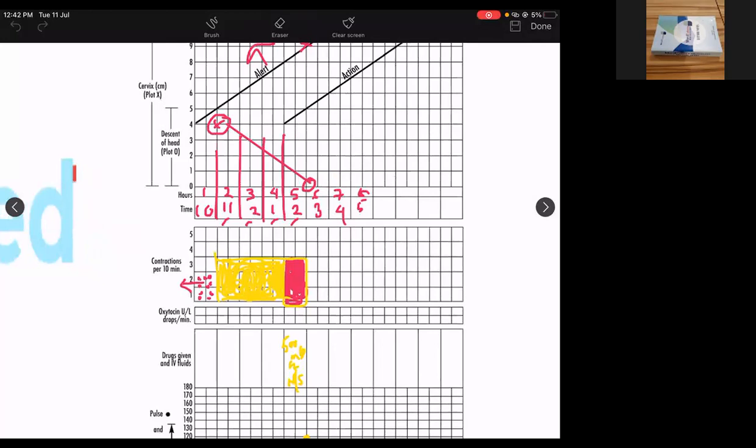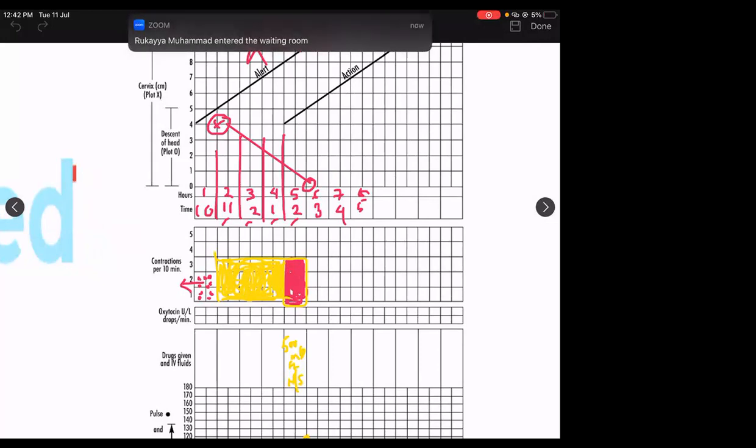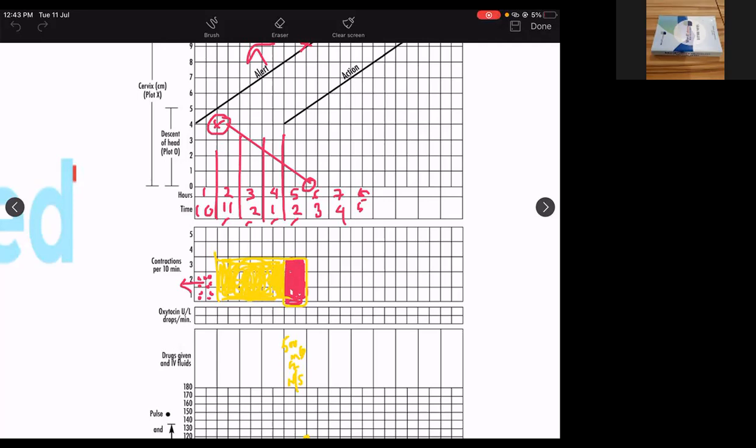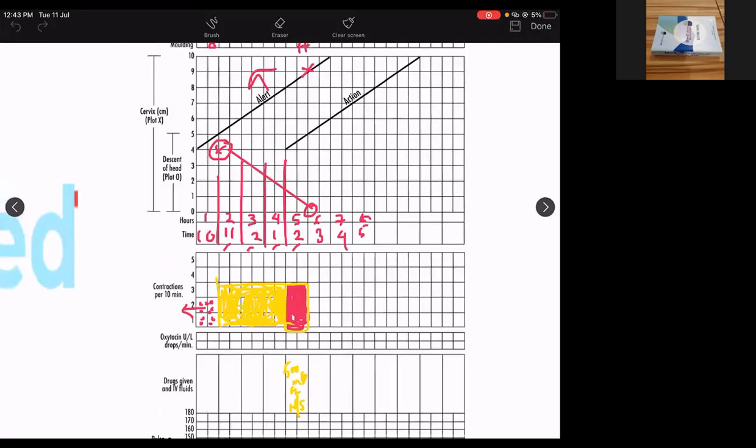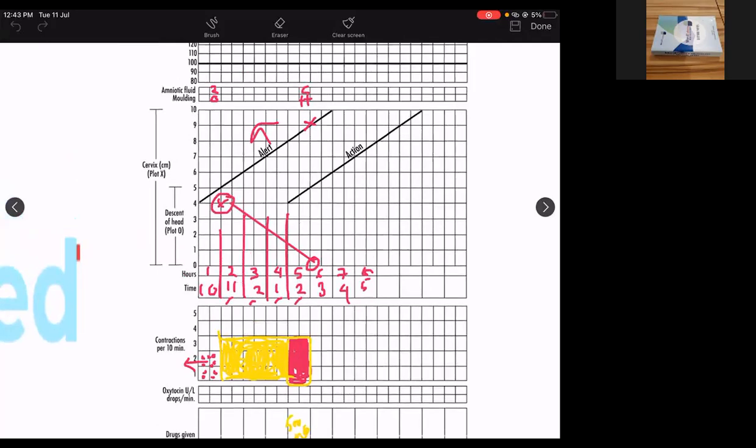After an hour? When will you examine her again? You examined her at 2. After how many hours? 1. Why wouldn't you wait for 4 hours again? Because she's at 9 centimeters. You have already reached 9 centimeters and you are expecting her to be fully dilated in the next hour, because you are expecting 1 centimeter dilatation each hour. So you examined her at 3, and when you examined her at 3, she's fully dilated.